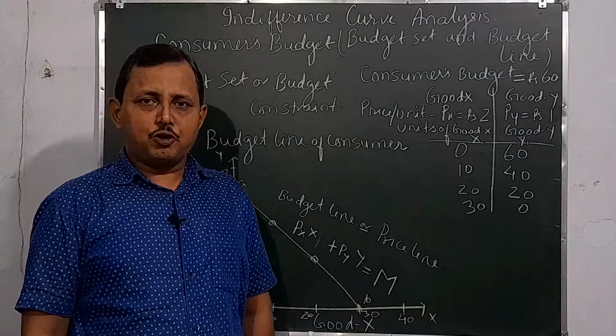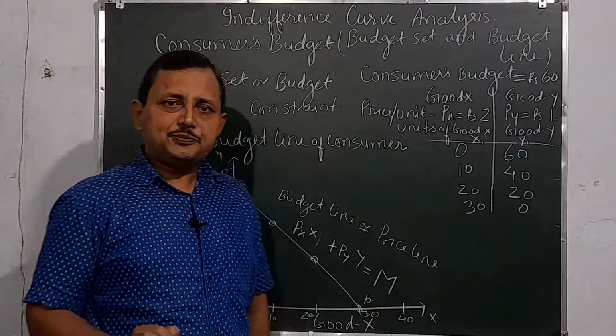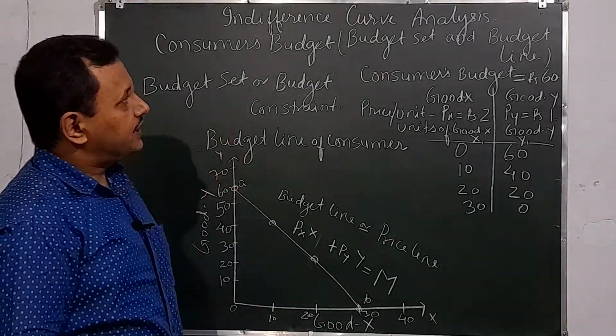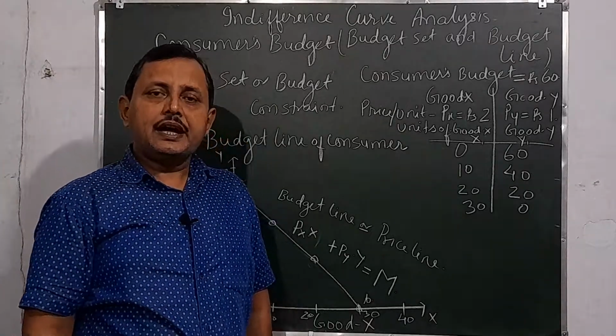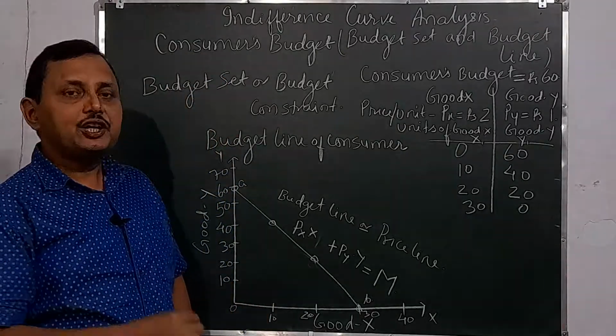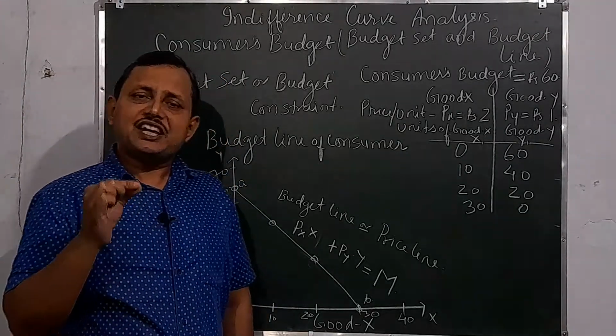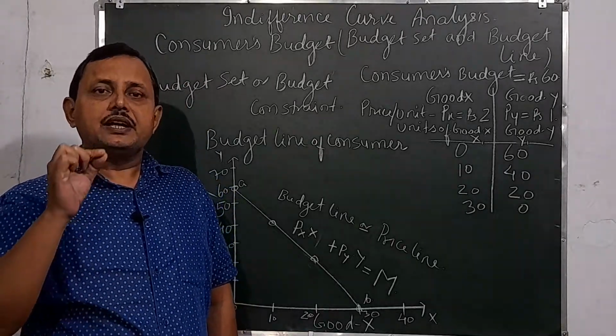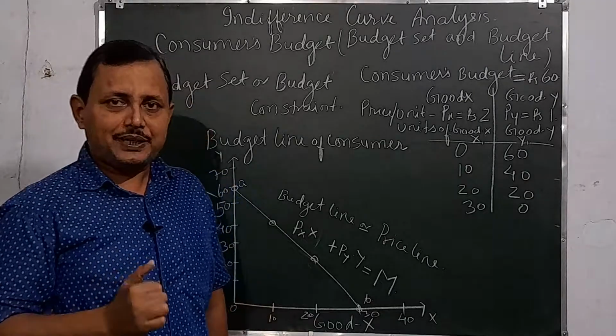Hello friends, good morning. Friends, in this video, we will study about consumer's budget, budget set, budget line and slope of the budget. First, we will see the meaning of budget. Budget is an estimate of income and expenditure.